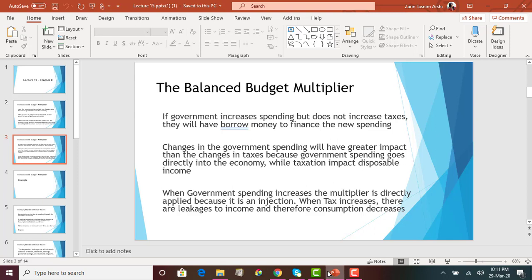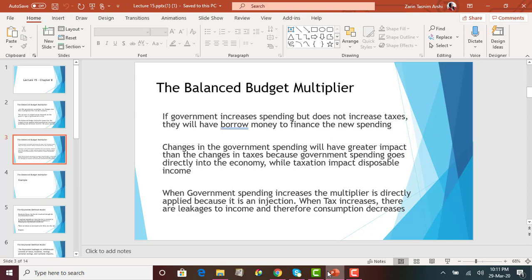This is because the government spending increase is directly applied to the economy as an injection. So when the government is injecting money, or increasing its expenditure into the economy, it is directly putting that investment into the economy. So that's why the impact of government expenditure is greater.